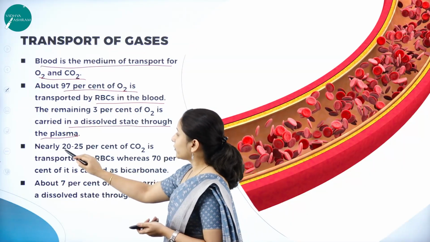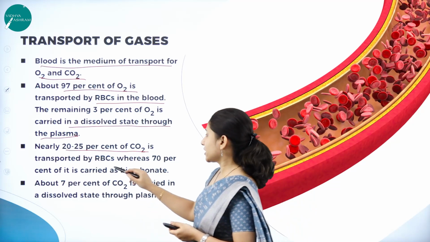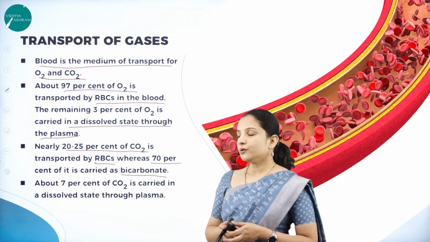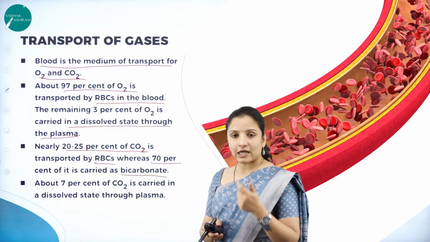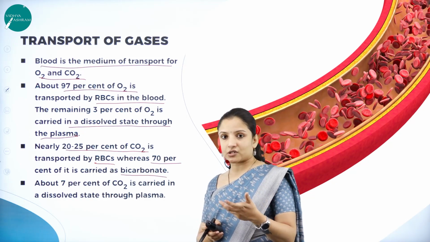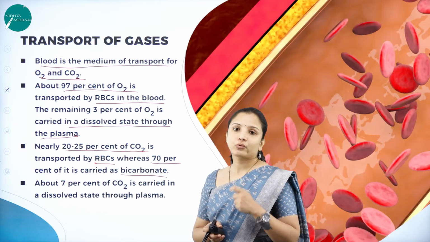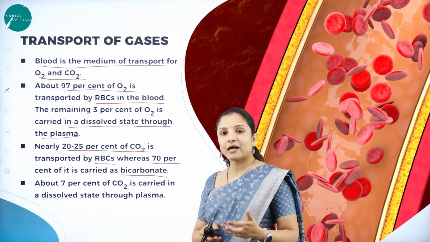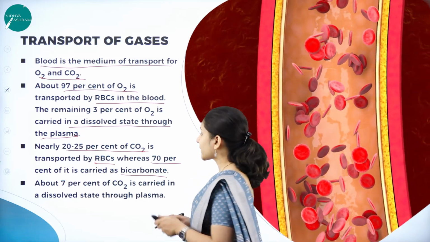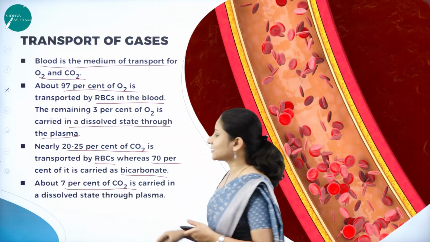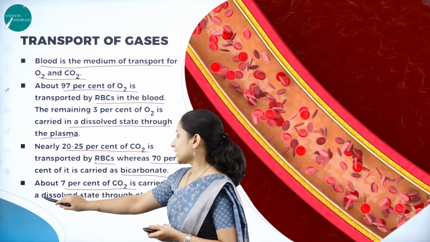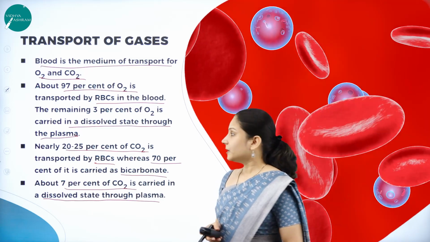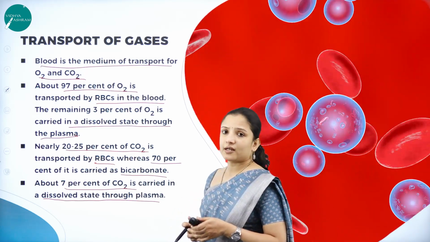And nearly 20 to 25% of carbon dioxide is transported by RBC, whereas 70% is carried as bicarbonate. So RBCs also contribute in carrying carbon dioxide. It is not just oxygen, but it carries only 20 to 25% of carbon dioxide, whereas 70% of carbon dioxide is carried in the form of bicarbonate ions. And about 7% of carbon dioxide is carried by the plasma, in a dissolved state. It is carried by the plasma, which is the colorless fluid matrix of the blood. So that is how this particular transport of gases occurs.